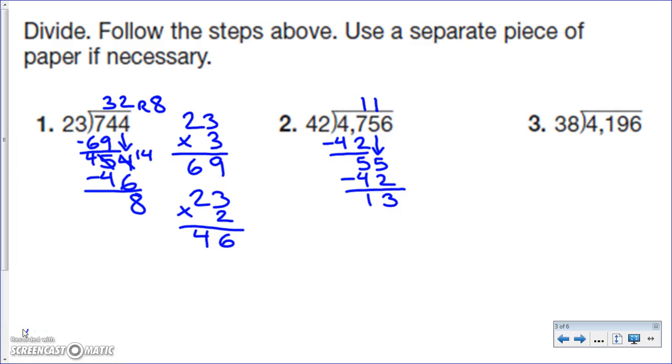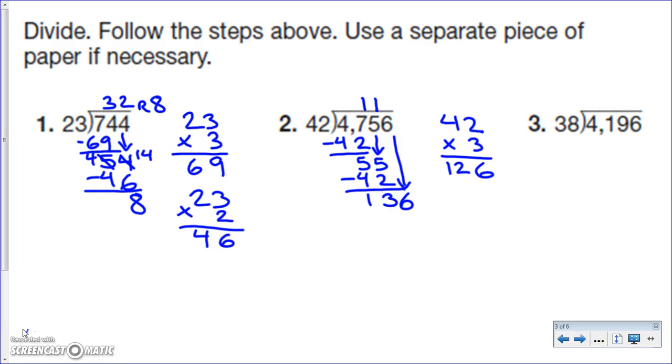Next, we're going to bring the 6 down, so we have 136. Now this is where our estimating can be helpful. If we look at 42, we know it's about 40, and if we multiply 40 by 3, we get 120, which is pretty close to 136. So we're going to try 42 times 3 to see how close we can get with that. So we get 126, so we know it's going to go in 3 times.